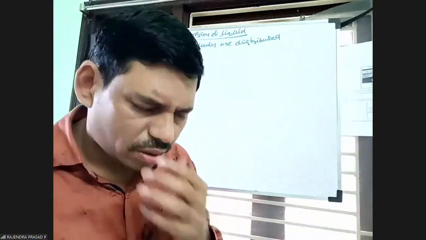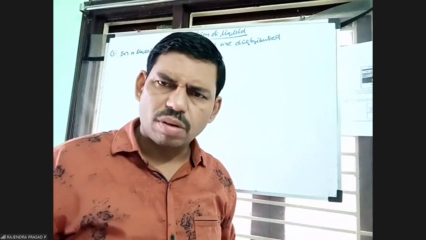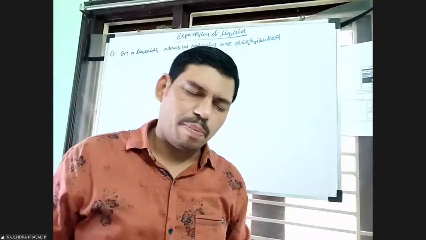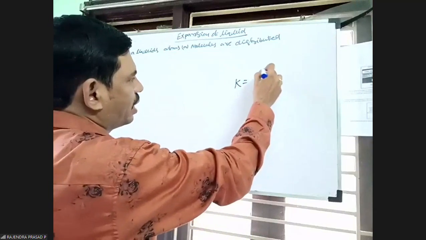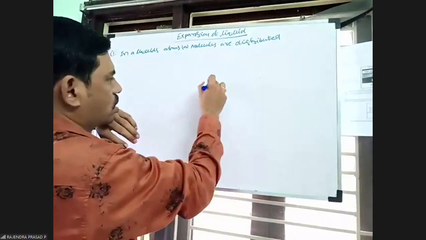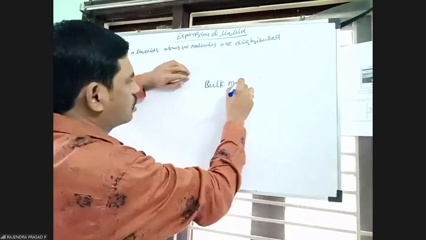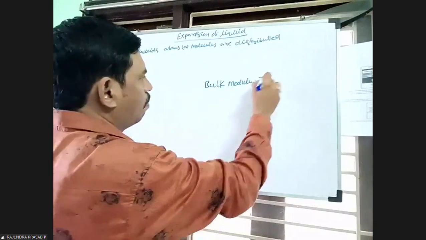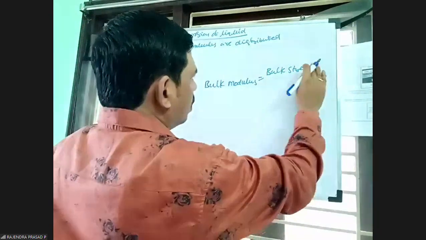Sir, in expansion of solids, in the material question they gave pressure. What is the pressure? P is equal to K gamma delta T. Bulk modulus, yes, sir, they gave. Bulk modulus is equal to bulk stress by bulk strain, pressure by bulk strain. Young's modulus and bulk modulus are different. Bulk modulus equals bulk stress by bulk strain.